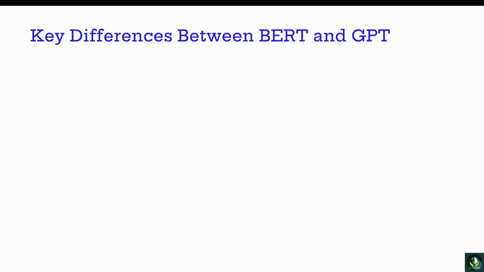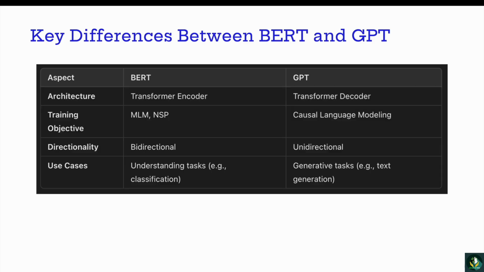Now let's talk about some of the key differences between BERT and GPT. As per the aspect of architecture, BERT is transformer encoder, whereas GPT is transformer decoder. Training objective is MLM and NSP, whereas for GPT, it's causal language modeling. Directionality for BERT is bidirectional and GPT is unidirectional. Use cases for BERT is understanding tasks, for example classification, whereas for GPT it's generative tasks, which is text generation. And if you've used ChatGPT, you know what I'm talking about.